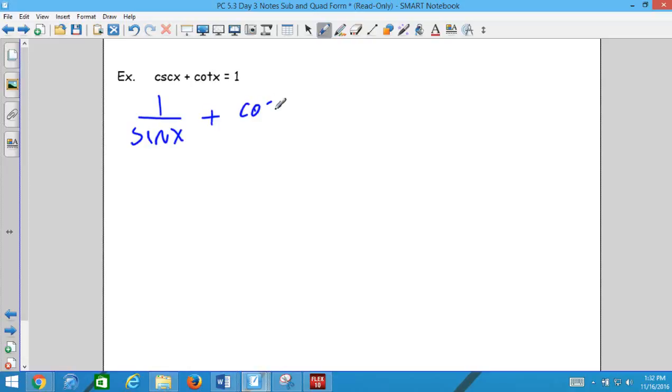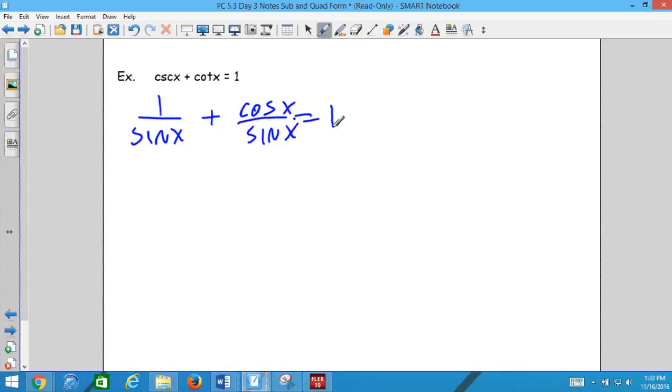plus cosine x over sine x equals 1. All right. So then if we do it that way, we could cancel all of the denominators by multiplying both sides by sine x.